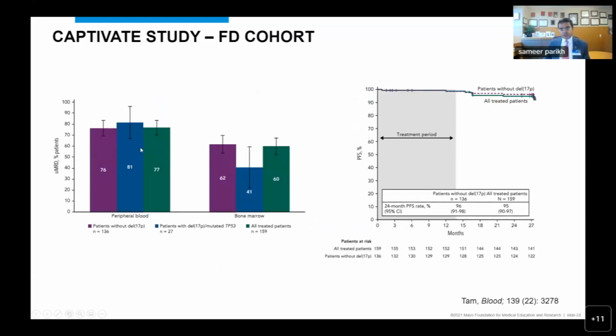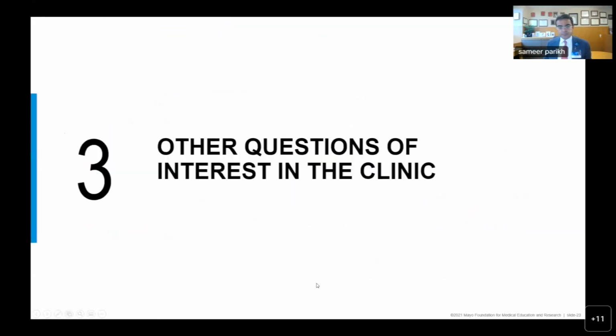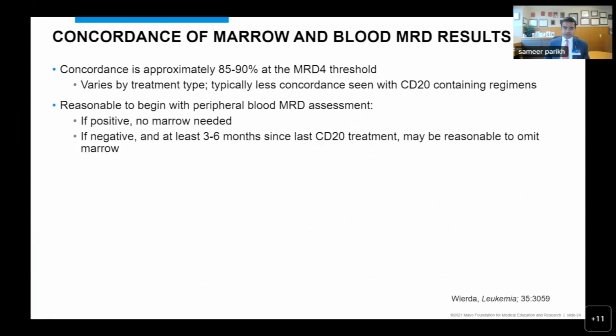Now, this is a fixed-duration cohort in the same CAPTIVATE study with a very high rate of MRD negativity. Again, these patients have a very long tail with a PFS that exceeds about 90% at the end of 24 months of follow-up. So in the last few minutes, I want to talk about some of the questions that come up in the clinic all the time.